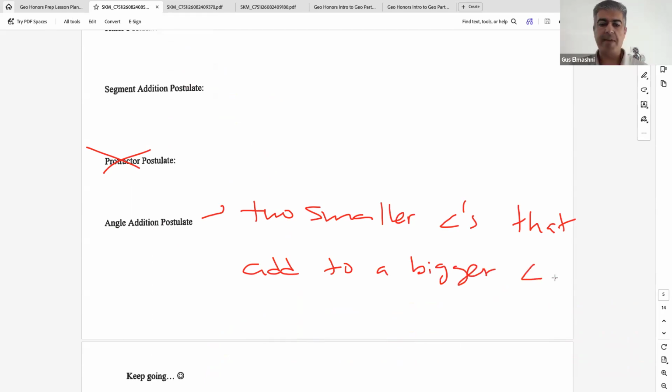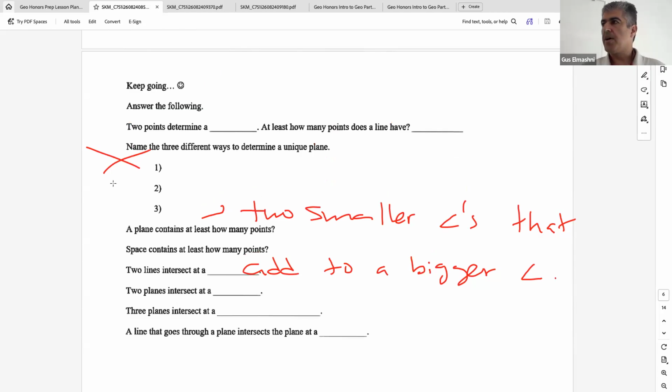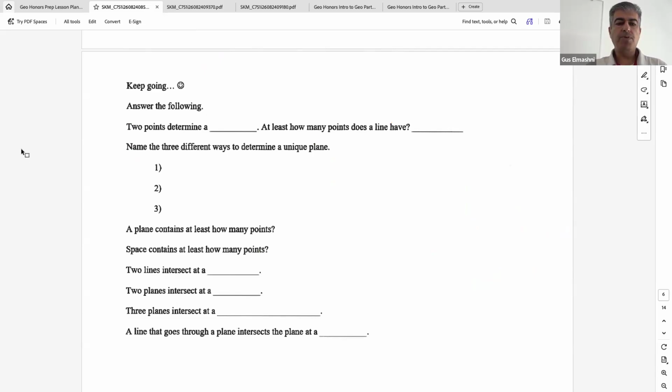Okay. So we got that. Okay, and I think some of you guys are stuck on this. So let's wrap this up. Two points determine a line. Okay, hopefully you guys know that. At least how many points does the line have? 2.